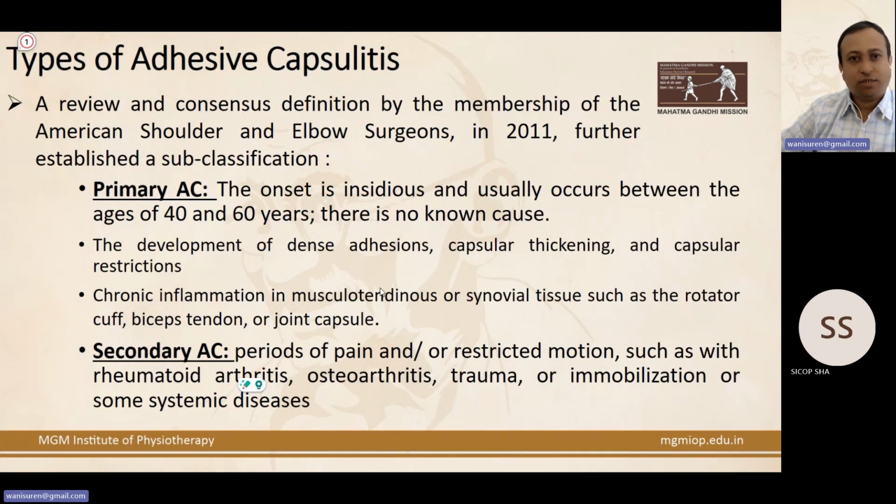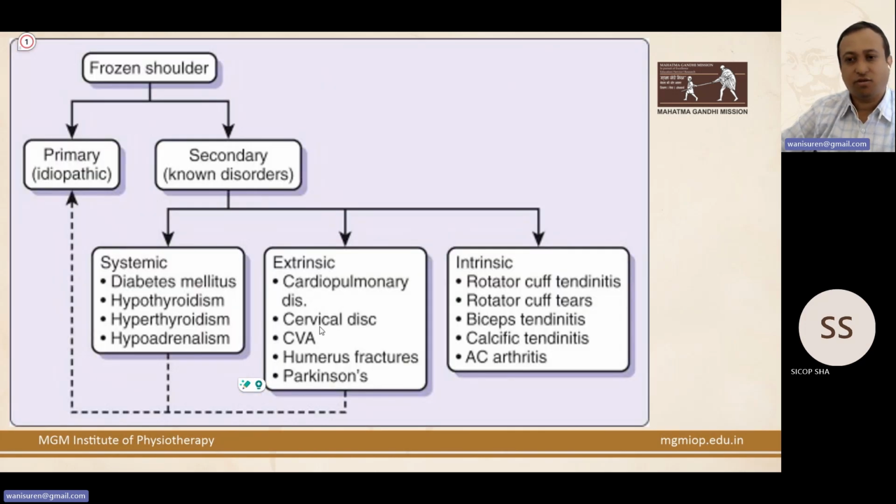The types of adhesive capsulitis can be subclassified as primary adhesive capsulitis and secondary adhesive capsulitis. The onset of the primary adhesive capsulitis is insidious, and usually it occurs between the age groups of 40 to 60 years, where the cause is unknown. In the secondary adhesive capsulitis, shoulder pain and shoulder mobility deficits are there, but secondary to some diseases like rheumatoid arthritis, osteoarthritis, some secondary to trauma to the shoulder joint, prolonged immobilization, or secondary to some systemic diseases. This can be nicely explained with this diagram.